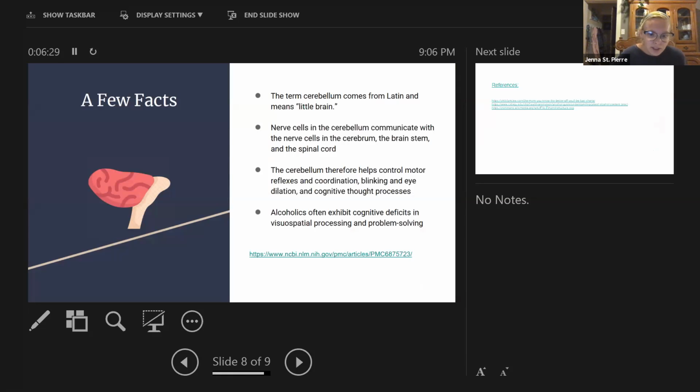A few facts about the cerebellum. The term cerebellum comes from Latin and means little brain. Nerve cells in the cerebellum communicate with the nerve cells in the cerebrum, the brainstem, and the spinal cord. The cerebellum therefore helps control motor reflexes and coordination, blinking and eye dilation, and cognitive thought processes. Alcoholics often exhibit cognitive defects in visuospatial processing and problem solving.